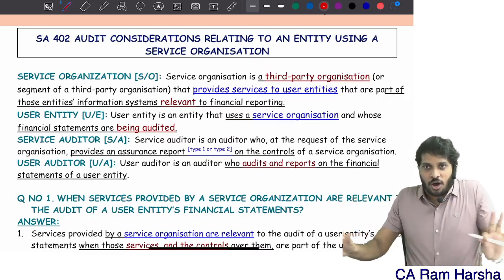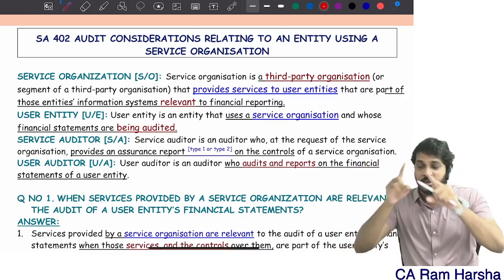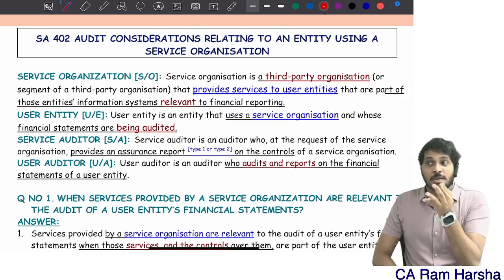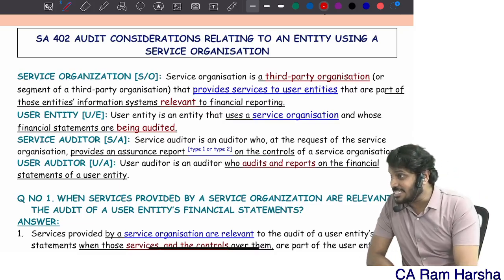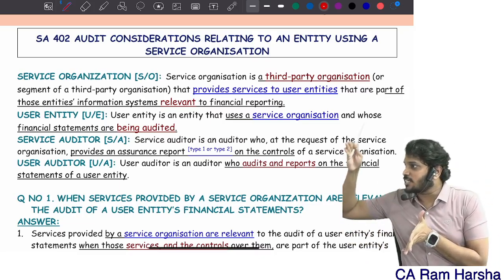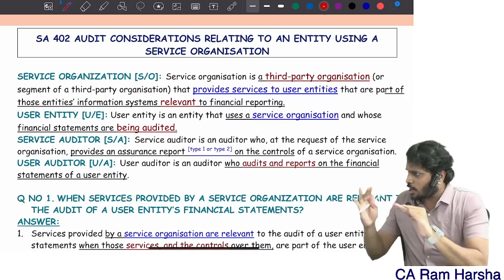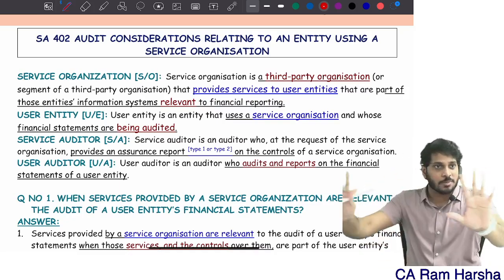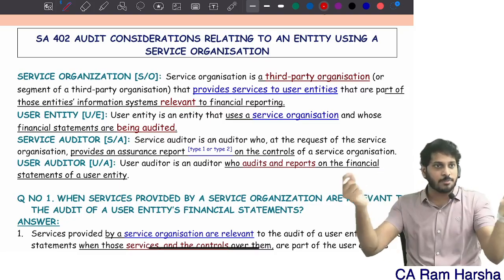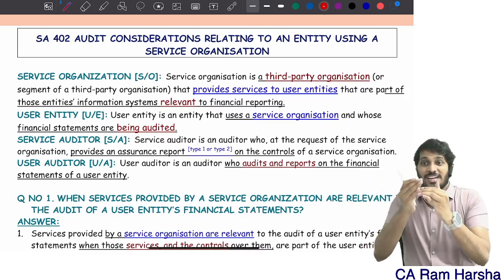Now, how will this entire thing be achieved? You know, service organization, Amazon is there, right? Amazon management will prepare a document which contains a description of its system, what system they designed, what system they implemented. So what is the document name? Description of system. That's the document name. Service organization's description of system. The service organization is Amazon, so it is Amazon's description of system.